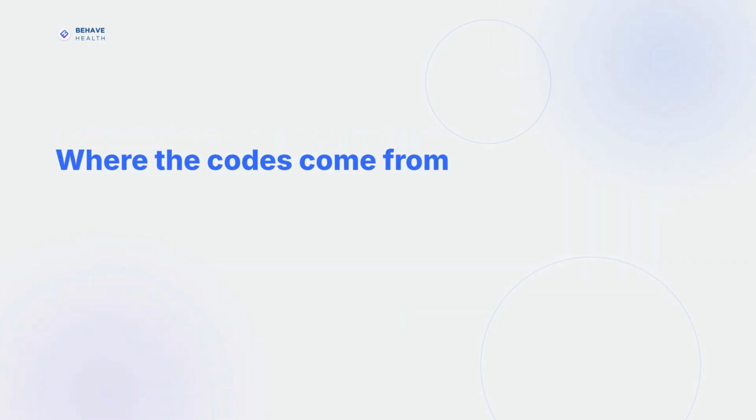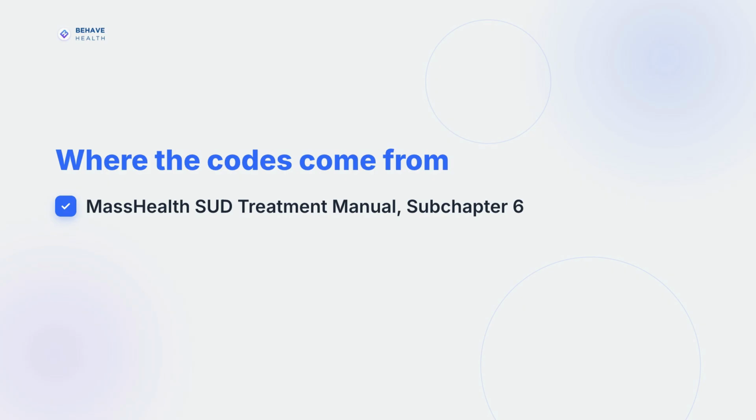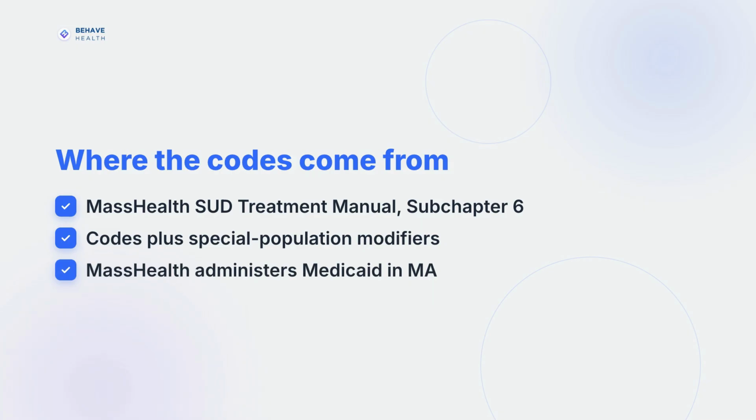These codes are not guesses. MassHealth publishes the full accepted set. The full range of CPT codes MassHealth accepts for addiction treatment billing lives in Subchapter 6 of the MassHealth Substance Use Disorder Treatment Manual. MassHealth accepts a wide set of codes and modifiers, including modifiers for special populations like young people and pregnant or postpartum patients. MassHealth administers Medicaid in Massachusetts, while the Bureau of Substance Addiction sets the standards providers follow.